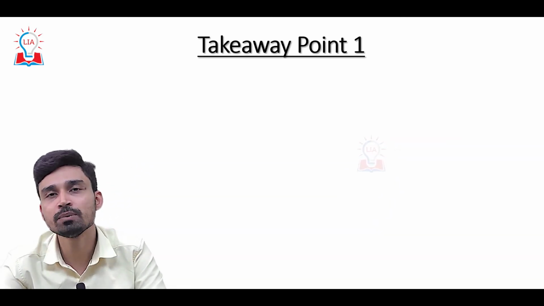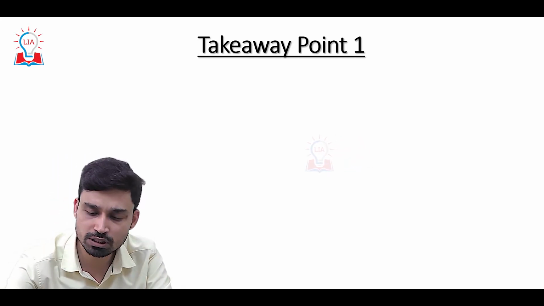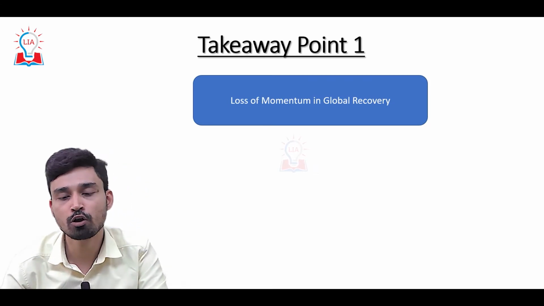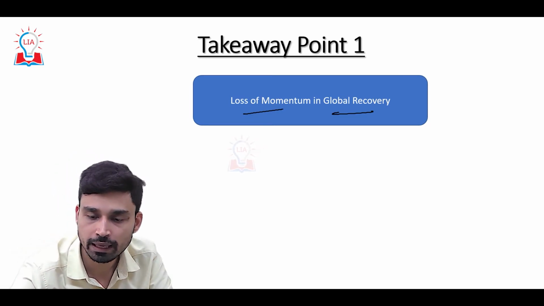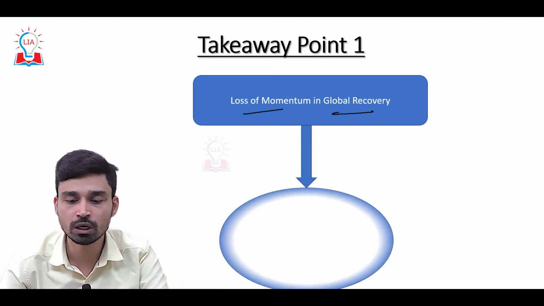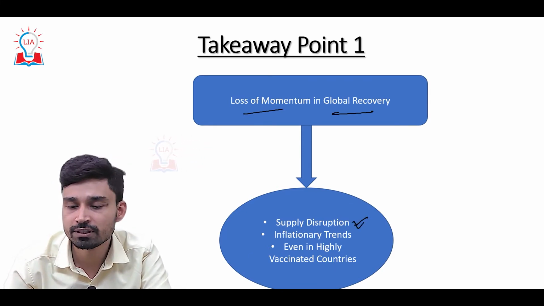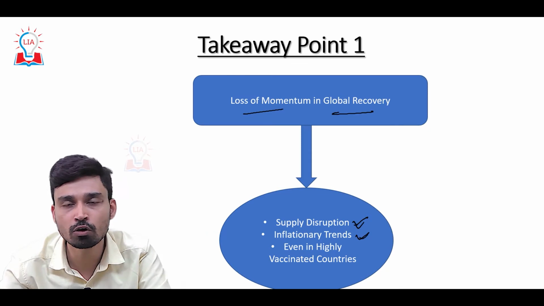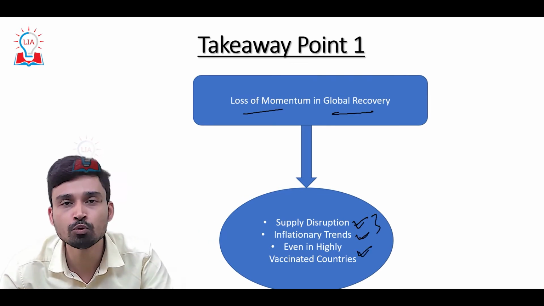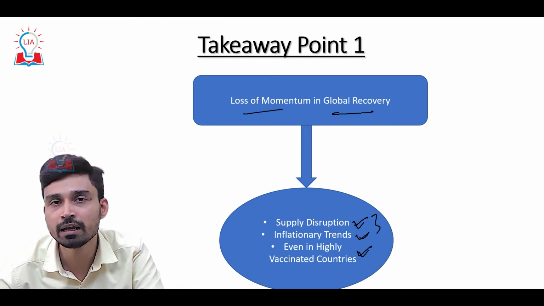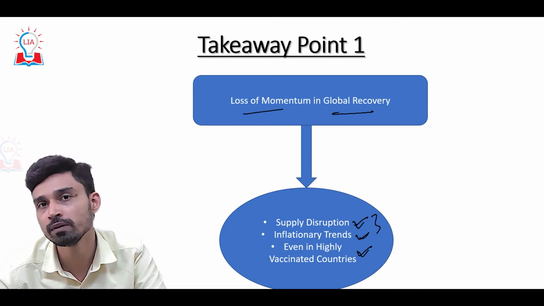Now, from this particular FSR that has been recently released, the first takeaway point is that we are observing a general loss of momentum in the global recovery after the COVID pandemic. To prove this point, we see supply disruptions at the global level, and we see an increase in inflation across major countries of the world. We see these problems not only in poor countries or countries which are least vaccinated, but even in developed countries which have been able to vaccinate the majority of their population.